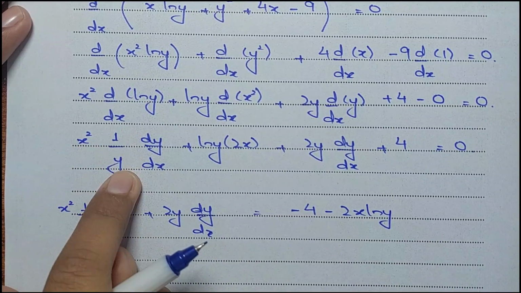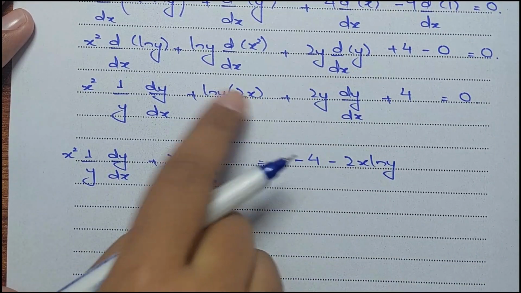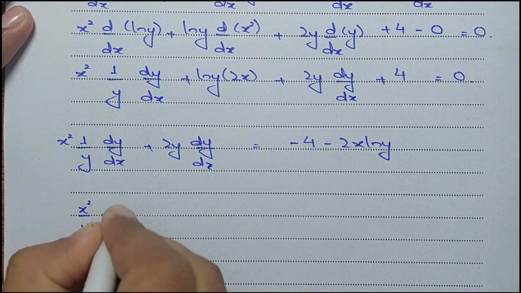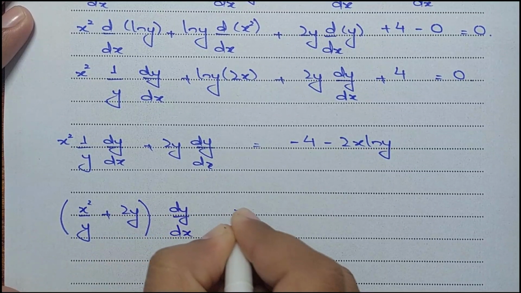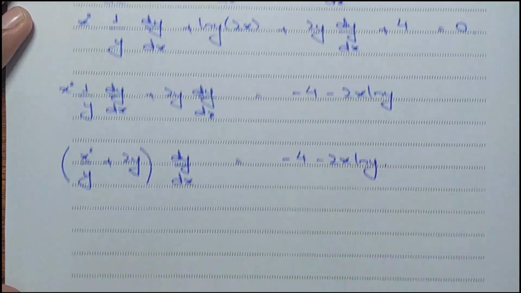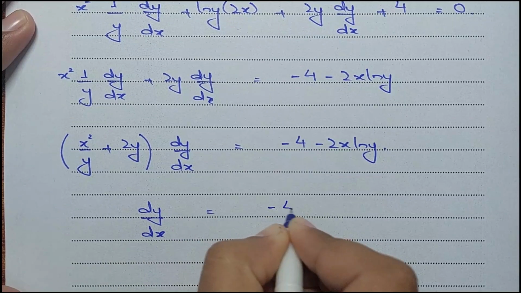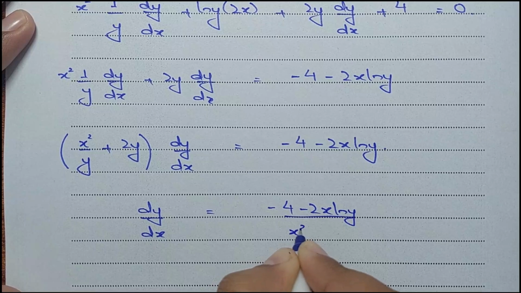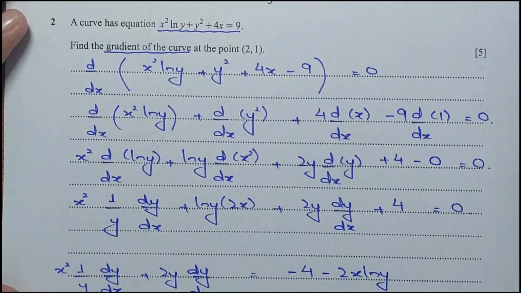This is x square as well. X square 1 over y dy over dx, 2y dy over dx. These two are the constant terms, right? 2x and natural log of y, right? Okay, so x square divided by y plus 2y. These are the coefficients of dy over dx. And this equals negative 4, negative 2x, natural log of y, right? Now solve for the derivative dy over dx. This is minus 4 minus 2x ln y divided by x square over y plus 2y.